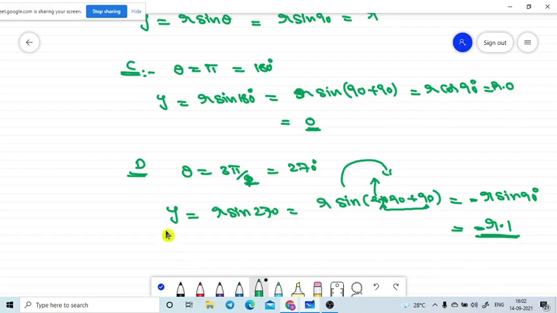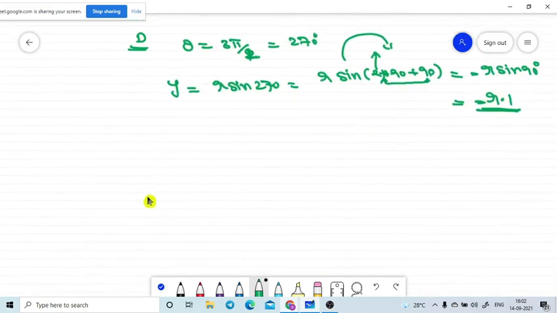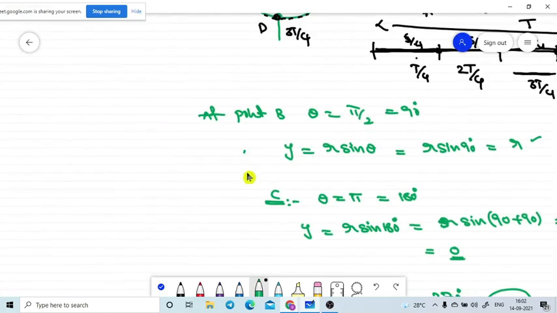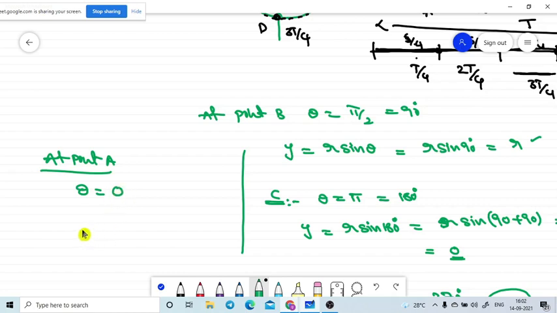So now the particle has again reached point A. So better to write, this is the point A, it is starting. So I am writing here the point A. At point A, what is the angle? Theta is equal to 0. The starting state, the initial state, theta is equal to 0, then y is equal to r sine 0, that is equal to 0 itself.